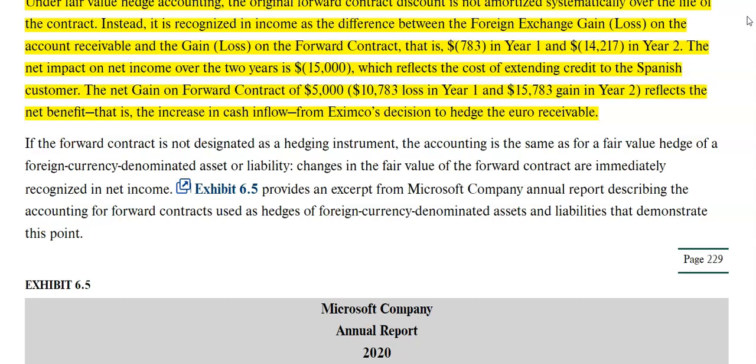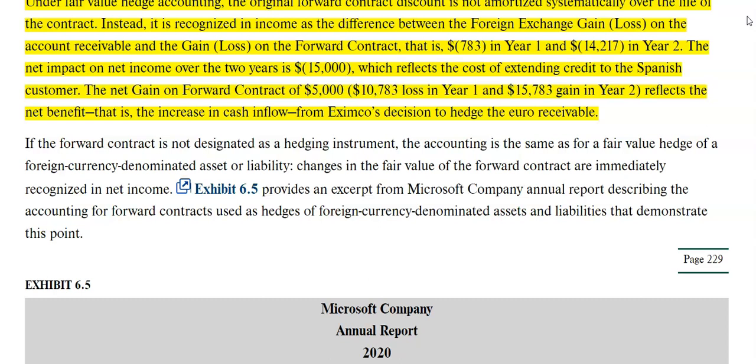Instead, it is recognized in income as the difference between the foreign exchange gain (loss) on the account receivable and the gain (loss) on the forward contract, that is, $783 in Year 1 and $14,217 in Year 2. The net impact on net income over the 2 years is $15,000, which reflects the cost of extending credit to the Spanish customer.